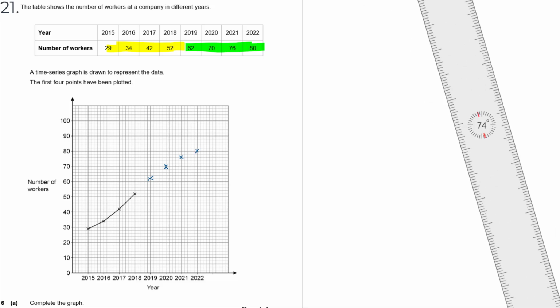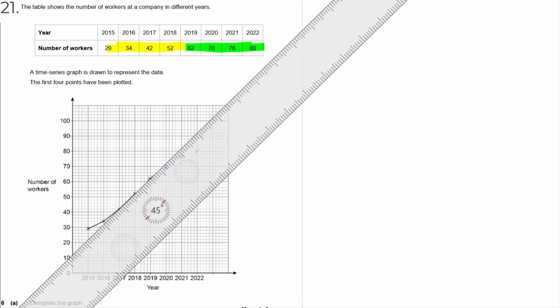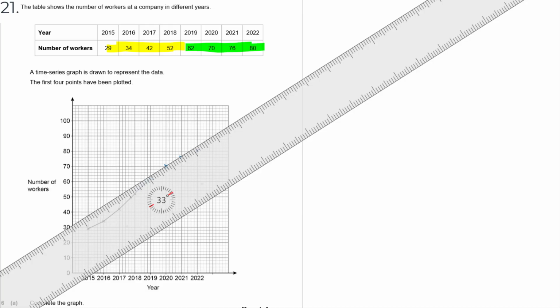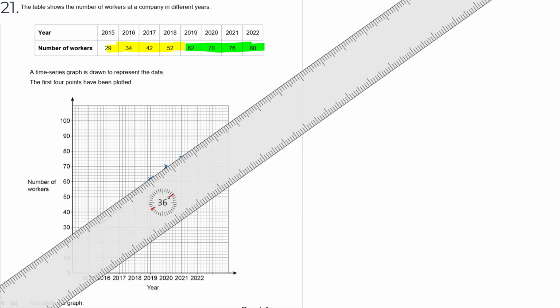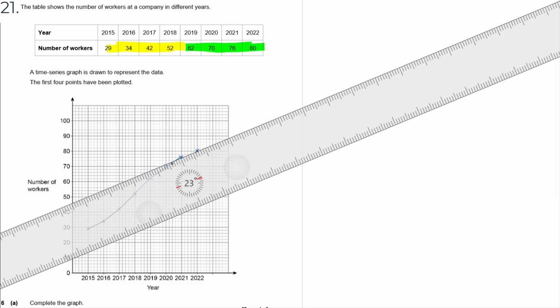Okay. Now for a time series, we just join up the points with straight lines. So a straight line from that point to that point, a straight line from that point to that point, and a straight line from that point to that point.